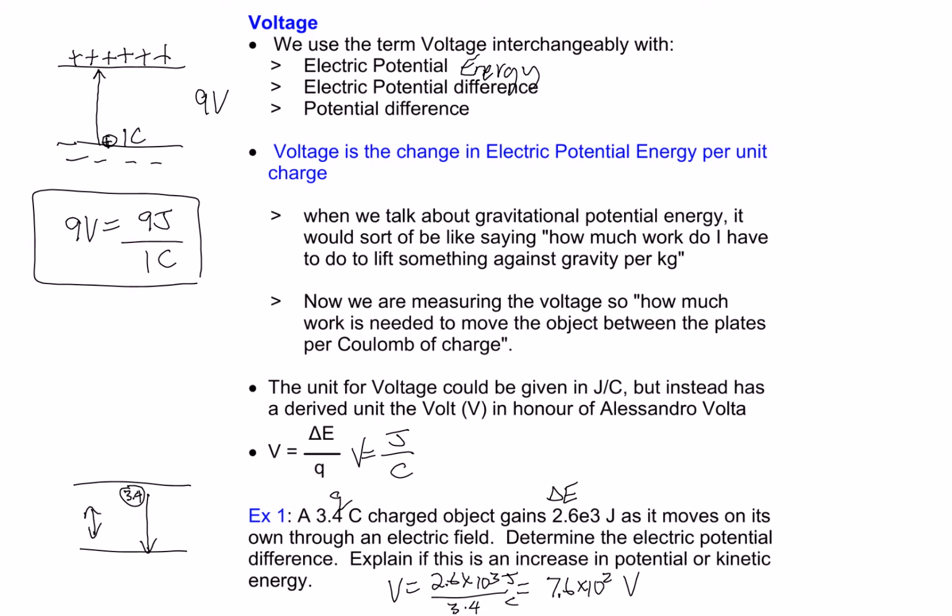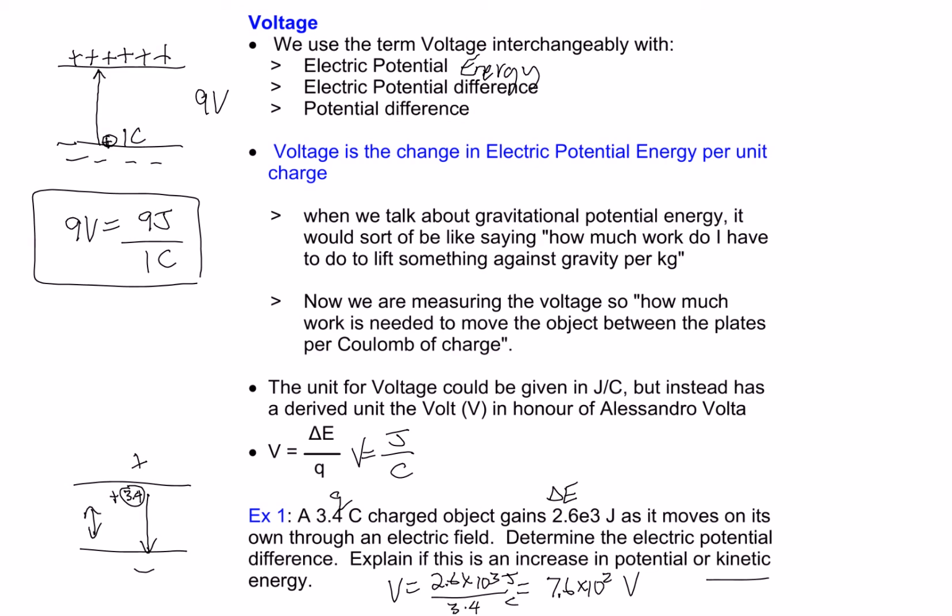So the last part of the question is: is this an increase in potential or an increase in kinetic? And it could be either depending on the direction. In this case, the question says it's moving on its own, so it would be like a positive charge moving towards the negative plate. So if it's moving on its own, we would say an increase in kinetic.